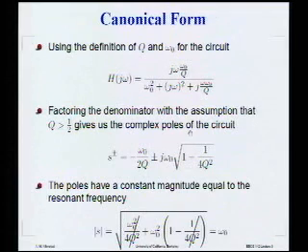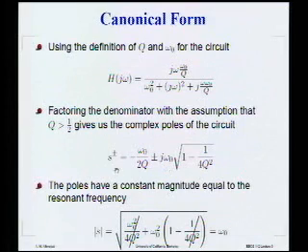Let's see how important the role of the quality factor is. What you could do is take this denominator and factor it, right? We could find the poles of the circuit. If we factor that denominator and assume that the quality factor is bigger than 1/2, we end up getting two poles. This is the simple quadratic formula from 4th grade.